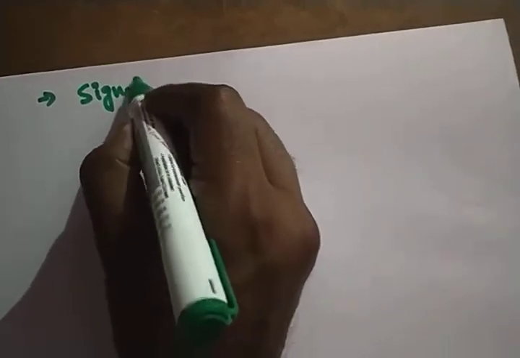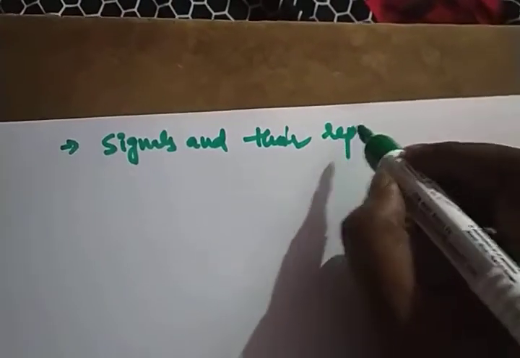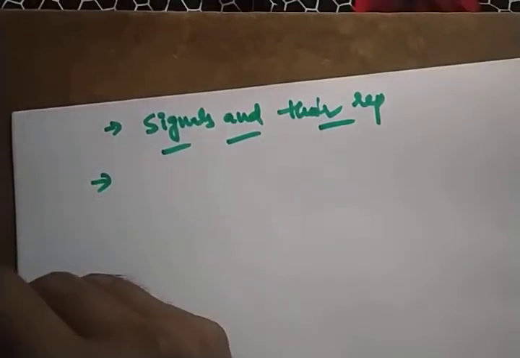In the last session, we discussed signals and their representation. So I'll just remind you what we did in the last session. What we completed: the signals and their representation. So what is meant by signal?